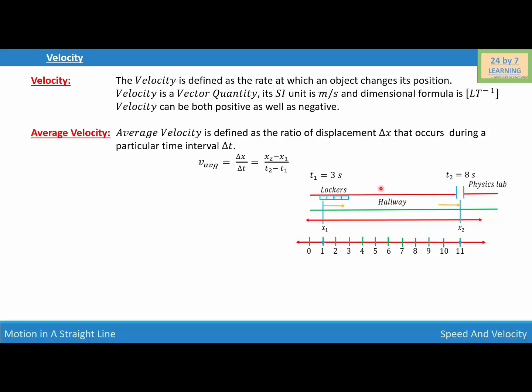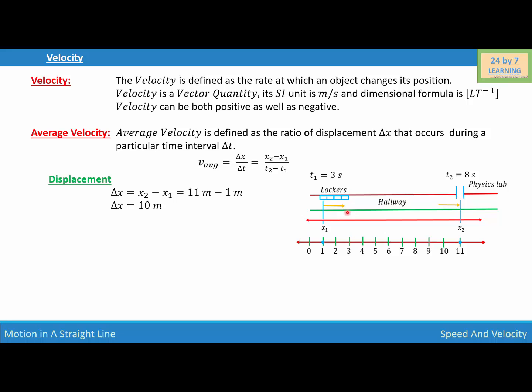In order to find the average velocity, we need to find the change in position and change in time. So change in position is basically the displacement, and we can write displacement as delta x is equal to x2 minus x1, and as you can see, my x2 is 11 meters and x1 is 1 meter, so we'll write 11 minus 1, and 11 minus 1 is 10. So the change in position is displacement, which is 10 meters.